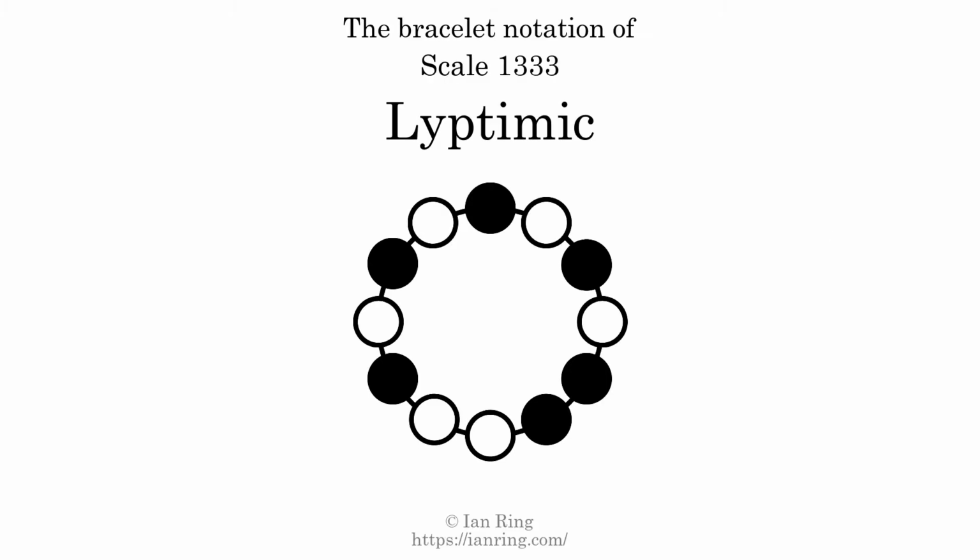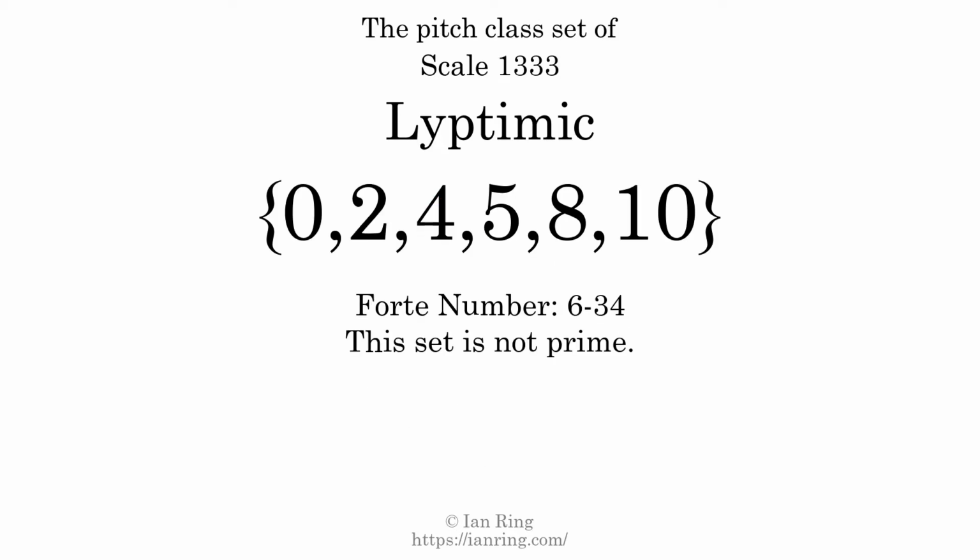This is a bracelet notation diagram of scale 1333. The shaded circles represent tones that appear in the scale, and they are read clockwise, starting at the top. The pitch class set for this scale is 0, 2, 4, 5, 8, 10. The fault class is 634. This set is not prime.